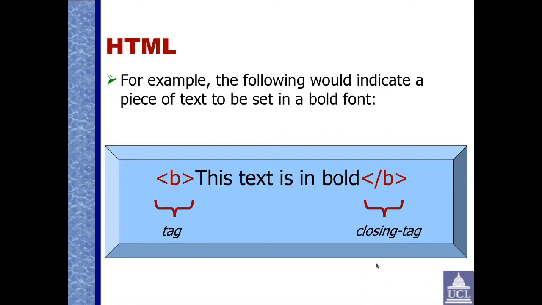So let's look at some examples. The following would indicate a piece of text to be set in bold font. So we have a tag at the start indicating that it's bold, and a closing tag indicating the end of the section that needs to be marked up in bold.